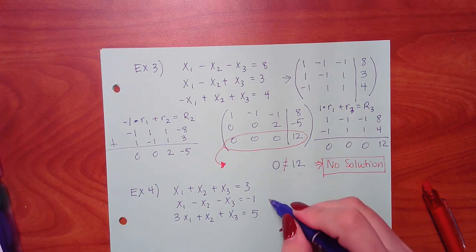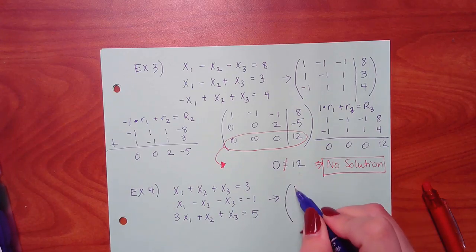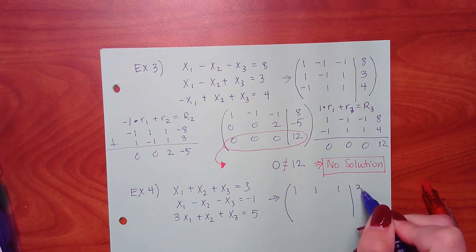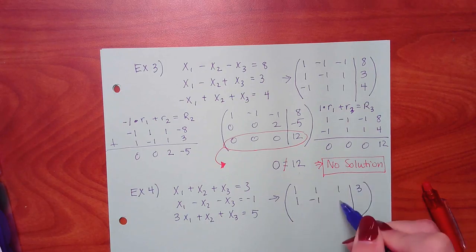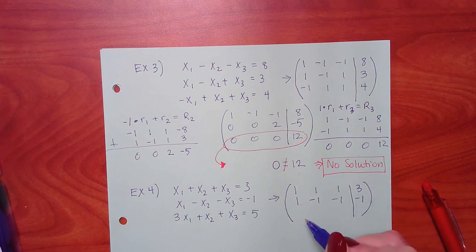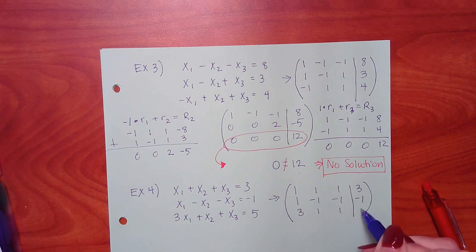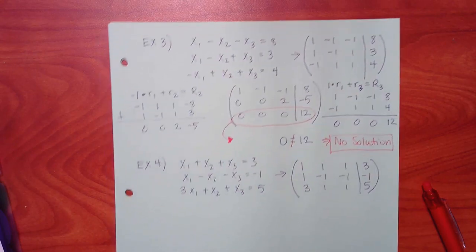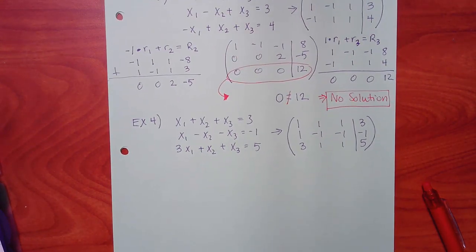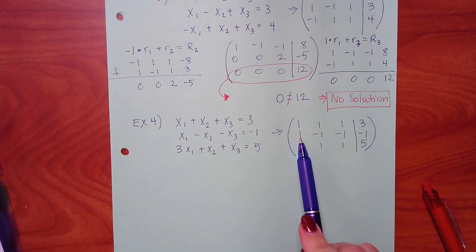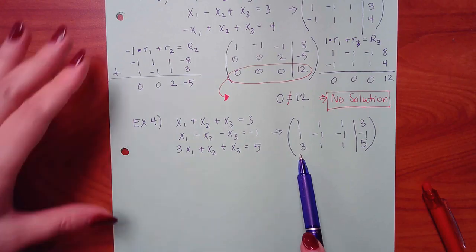Okay, matrix first, 1, 1, 1, and a 3, 1, -1, -1, -1, 3, 1, 1, and 5. So again, step one is done for me. I don't need to change the top guy into a 1, it's already ready. But I'm gonna use that 1 to change this guy to a 0, and this guy to a 0.